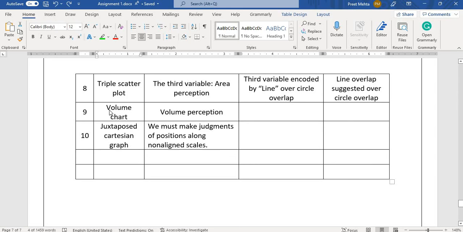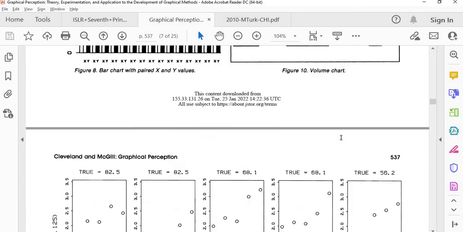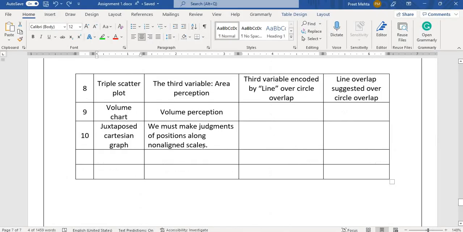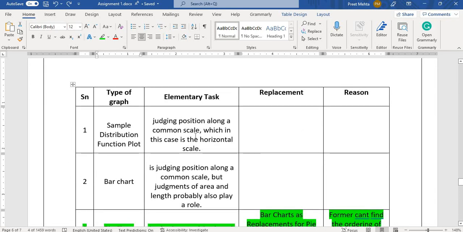Then the last two are the volume chart and the juxtaposed Cartesian graph. In the volume graph, the volume will represent the unit, the quantity. The juxtaposed graph is like the pair plots we see in Python, right? This is similar to it. The scatter plots are compared with each other and placed together. Now these are the 10 visualizations identified by the author, and what is the elementary task in each of them.